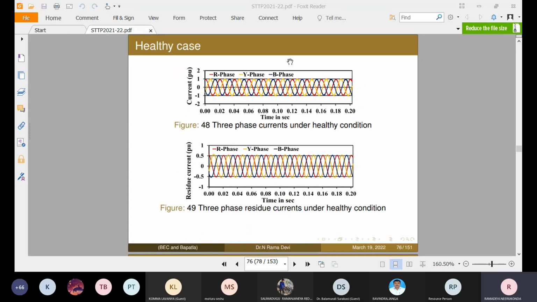This is the healthy case of currents. Here the three-phase currents are captured, making use of the practical system of DIP 8000. With the help of that, we take the three-phase currents with a sampling frequency of 6.6 kilohertz under LD condition. Once we capture the current signals, those signals are sent through the SWT for the reconstruction process.